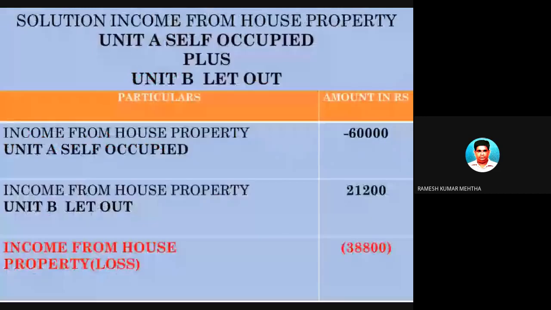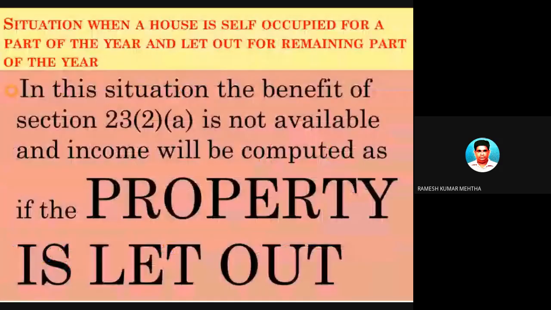Now from the first house property, that is A, there was a loss of 60,000 rupees. From the other house property there was a profit of 21,200 rupees. So from the total house property, if you calculate, there is a loss to the extent of 38,800. This is the methodology or structure of answering the question where part of the house is self-occupied and part of the house is let out. This is the way you are going to tackle the problem.